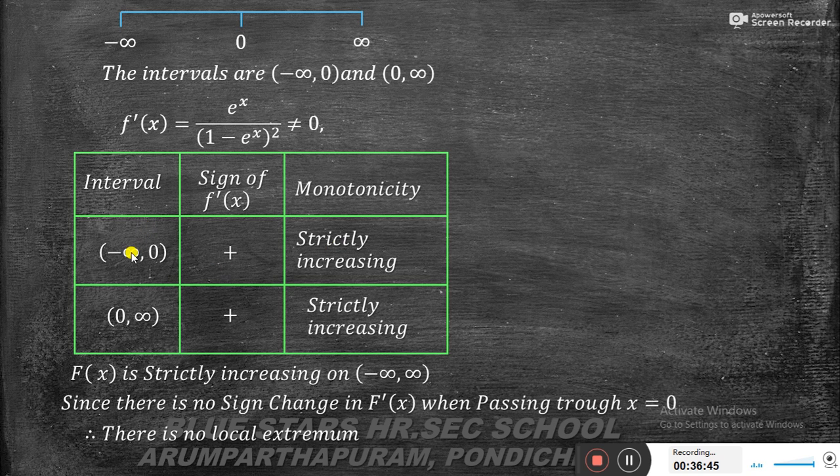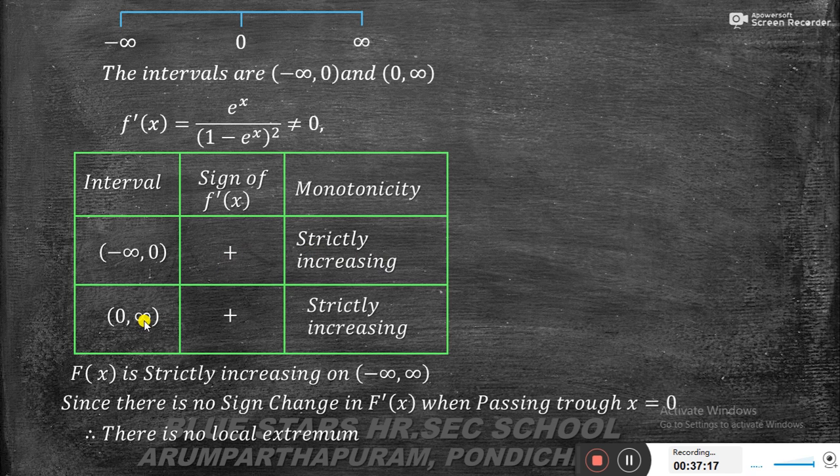First I write the two intervals, minus infinity comma 0 and 0 comma infinity. Now I substitute any value from each interval. Suppose I take x equal to minus 1 and substitute here. I get a plus value, and a plus value means strictly increasing. x equal to minus 1 means e power minus 1, so the result comes out positive only, so strictly increasing.